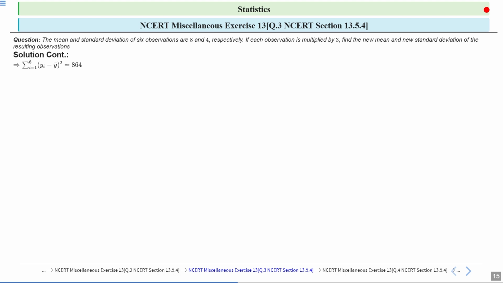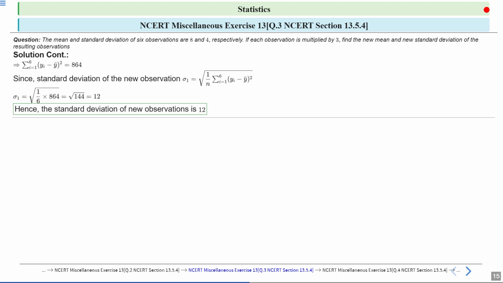So now let's focus on the sum of squared deviations for the new set of observations. So we see the equation sum from i equal to 1 to 6 of (yi minus y bar) whole squared equal to 864. Since standard deviation of the new observations sigma 1 equal to square root of 1 divided by n times summation from i equal to 1 to 6 of (yi minus y bar) whole squared. So sigma 1 equal to square root of 1 divided by 6 times 864. This is equal to square root of 144 and this is 12. Hence the standard deviation of the new observations is 12.